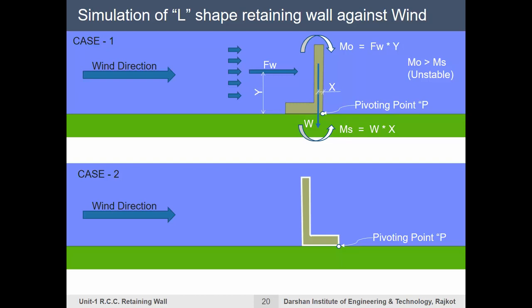Here also, two types of moments are acting. First is the overturning moment MO, acting in clockwise direction, developed due to wind force FW acting towards the positive x direction at a distance y from pivoting point P, located at the bottom right corner of the base slab, as shown in the slide.